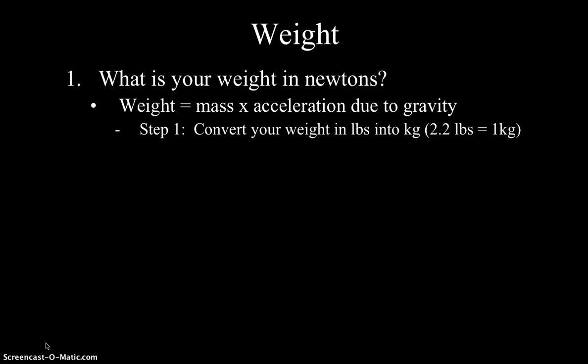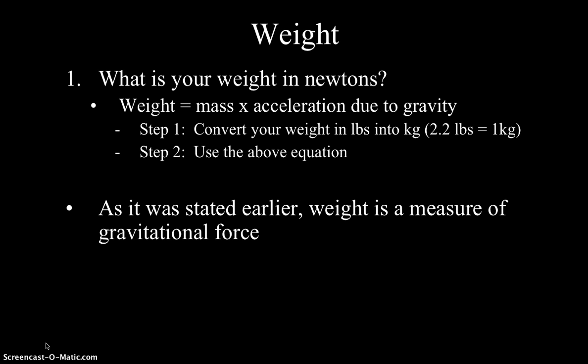So first you will have to convert your weight in pounds into kilograms. Coincidentally, 2.2 pounds is equal to 1 kilogram. So you use the above equation, mass times acceleration due to gravity, and that will give you your weight. So you go ahead and do that. Step 2 is done, equals, and you'll get your weight.